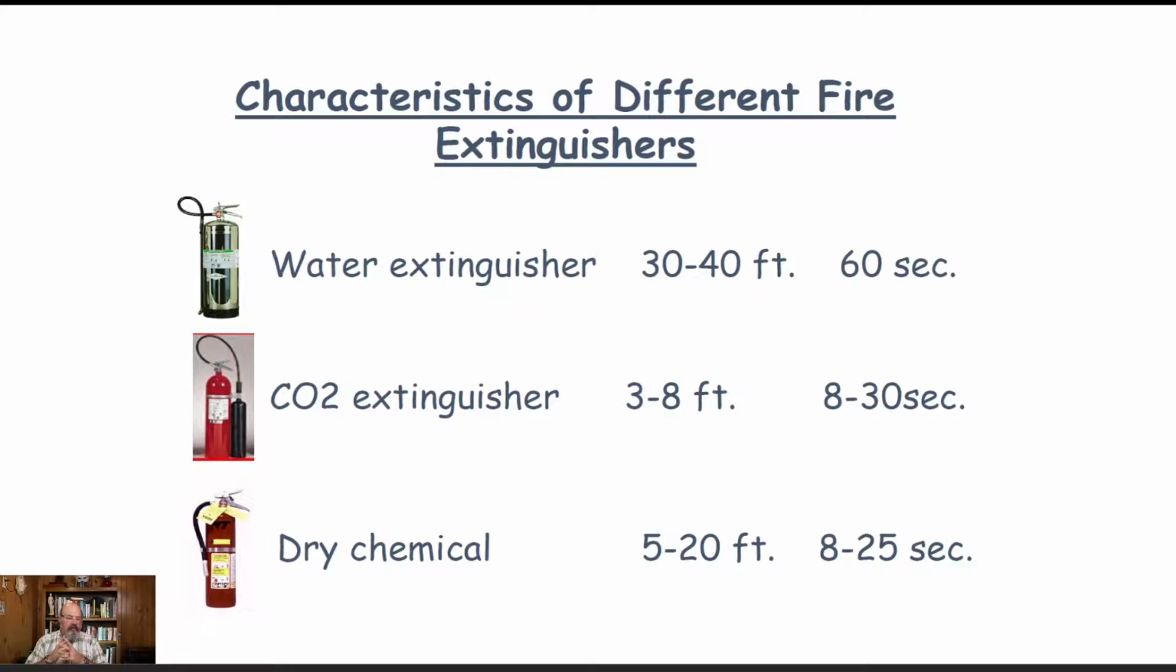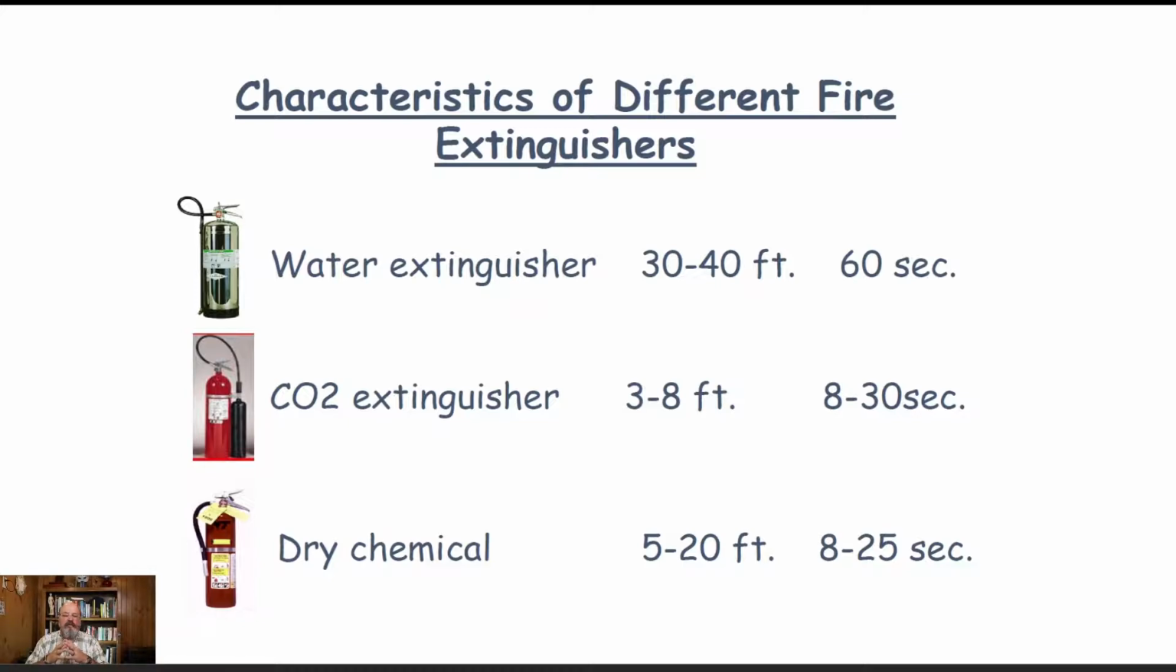You see a lot when you're doing welding or burning, the water fire extinguisher. These are normally filled with water and they have a pressure tap on them, and you air them up using an air tank. Their effective range is 30 to 40 feet, and the water in it may last a full minute, 60 seconds.